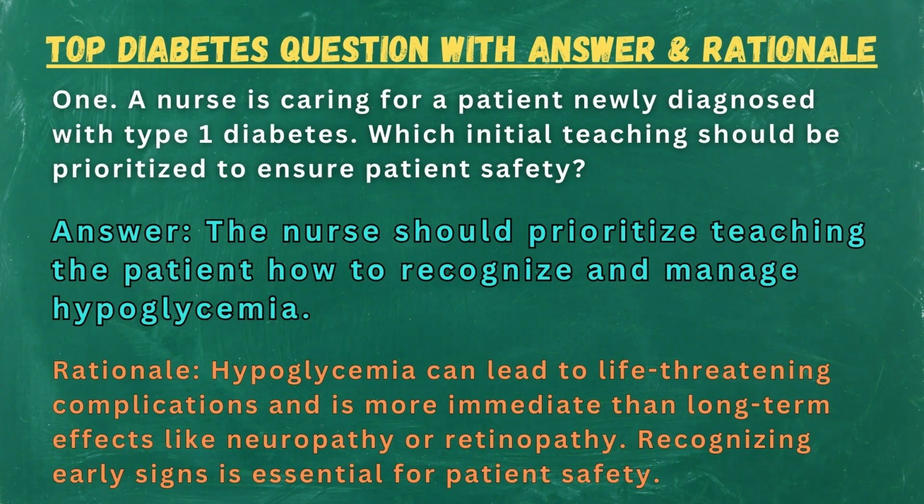1. A nurse is caring for a patient newly diagnosed with type 1 diabetes. Which initial teaching should be prioritized to ensure patient safety? Answer. The nurse should prioritize teaching the patient how to recognize and manage hypoglycemia. Rationale. Hypoglycemia can lead to life-threatening complications and is more immediate than long-term effects like neuropathy or retinopathy. Recognizing early signs is essential for patient safety.